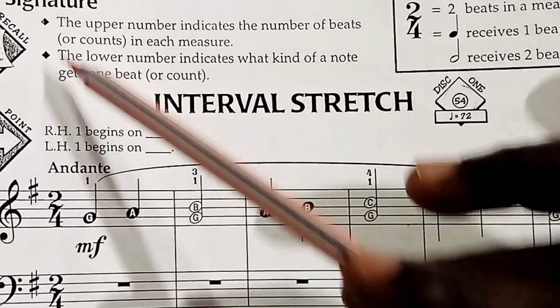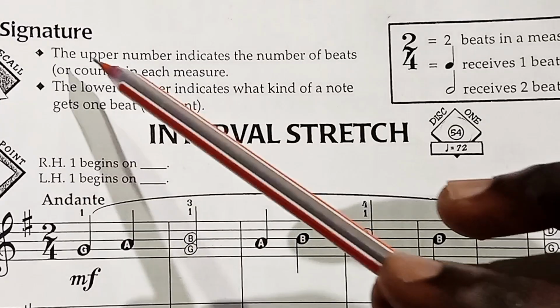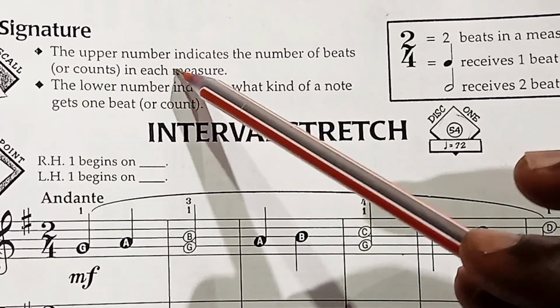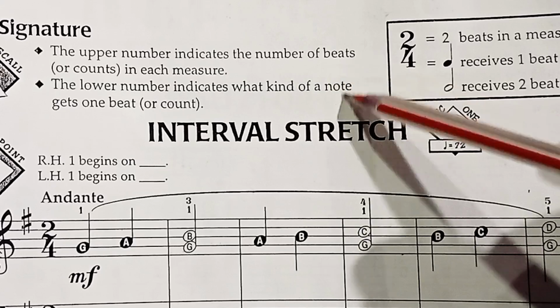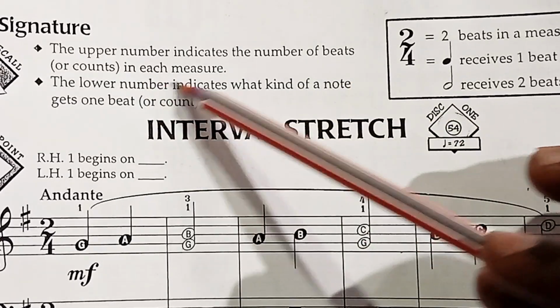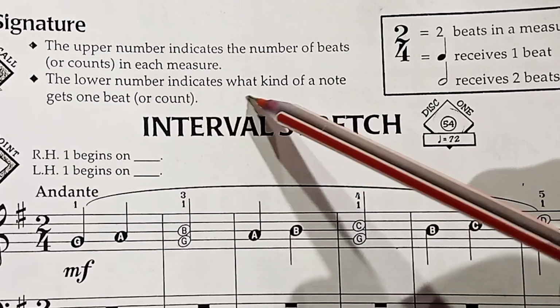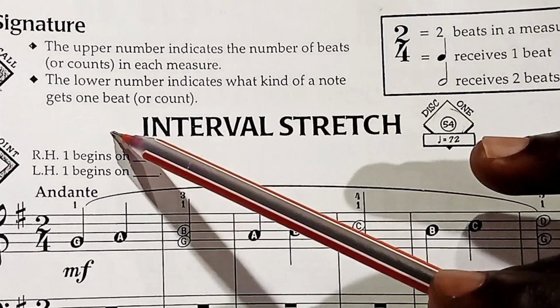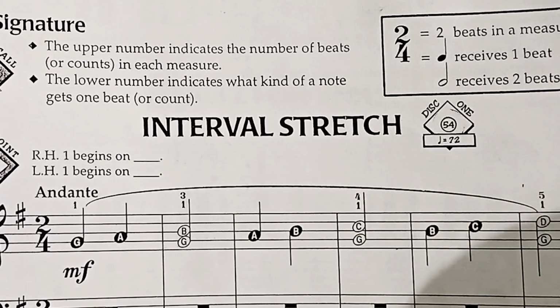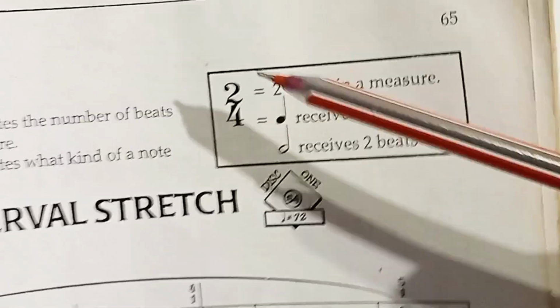So talking about time signature, just remember that the upper number indicates the number of beats or counts in each measure, and the lower number indicates what kind of note gets 1 beat or count. Okay, example here.